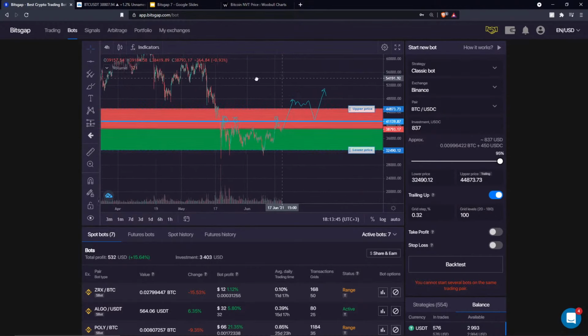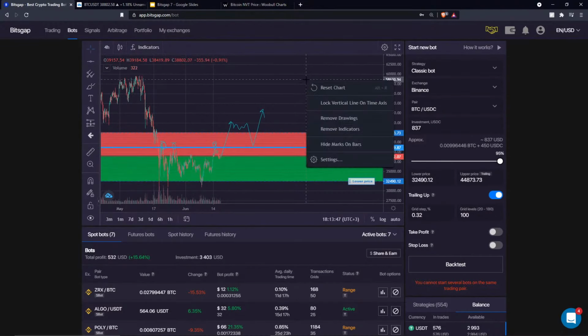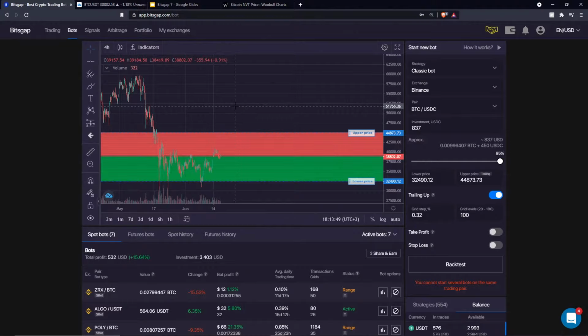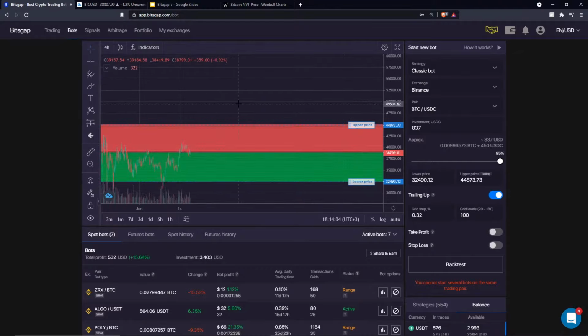The thing about the classic bot is that, as I mention every time, it accumulates more coins. Basically it increases your exposure by around 40% more than the S bot on the rising market, because the thing about the classic bot is that it always buys and sells the same amount of coins.